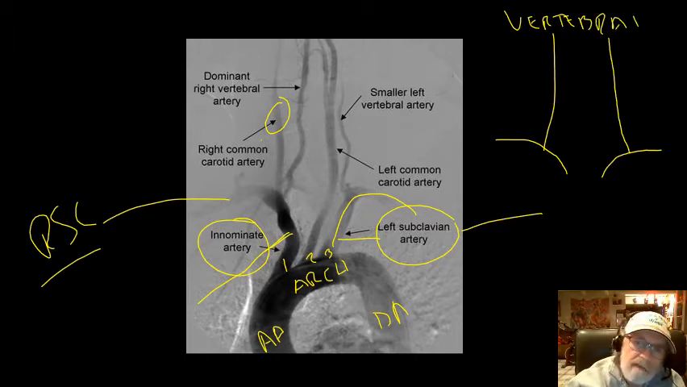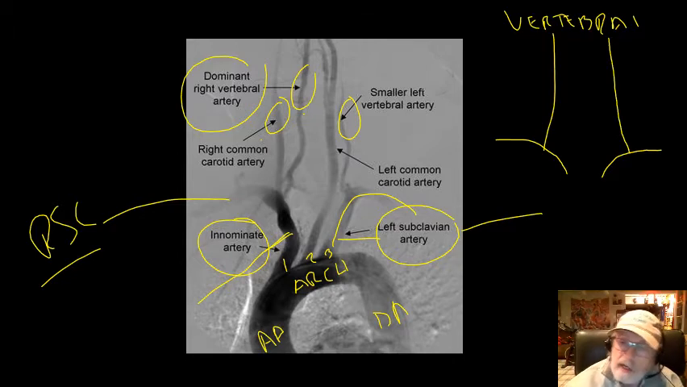And you actually see a vertebral artery right here, and you also see a vertebral artery here. This one's larger, so it's called dominant. This one's smaller, so it's less dominant right there. So that's the vertebral artery that's coming up. It comes right off the subclavian. It's the first major superiorly directed branch off the subclavian artery, both right and left.